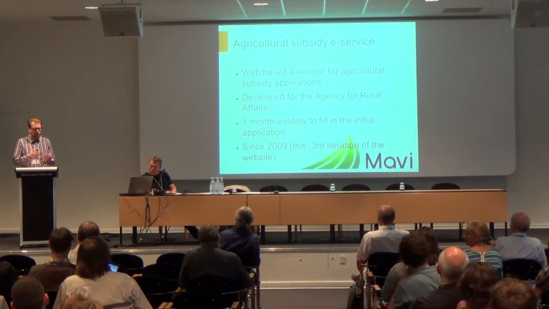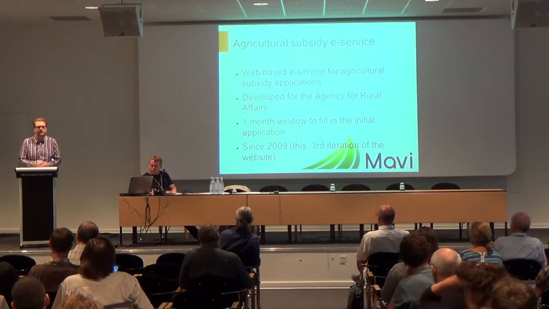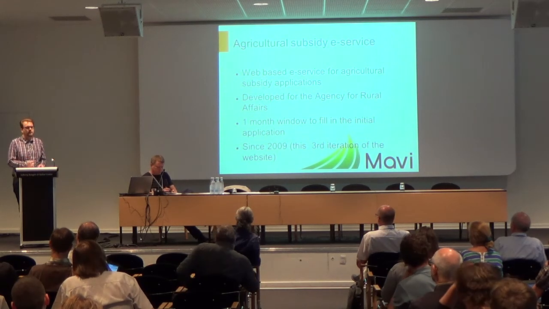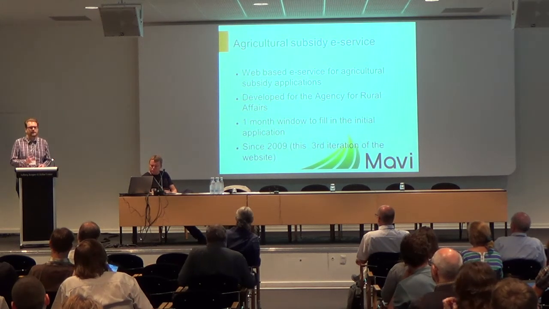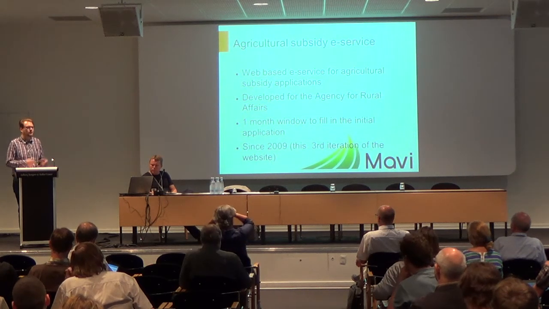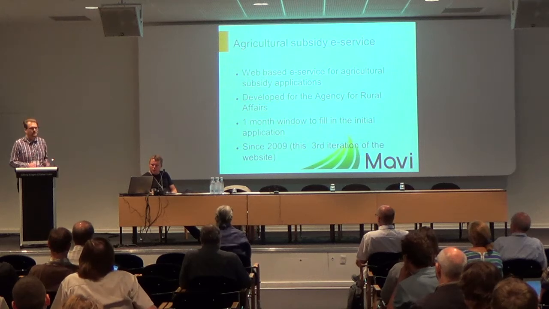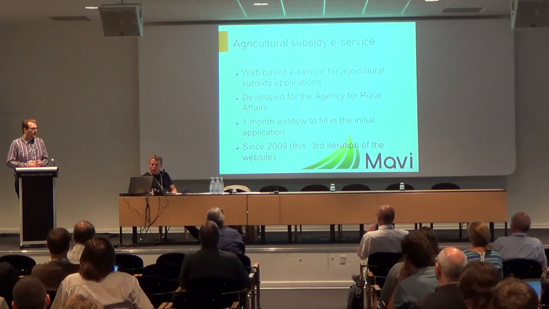What's important here is to remember that agriculture is very cyclic, and there's a very tight window. There's a 1-month window for people to fill in the application, and even that is almost too early, because in Finland people don't really know what the weather is going to be like in the summer, so it's difficult for them to know what they're going to plant that year.